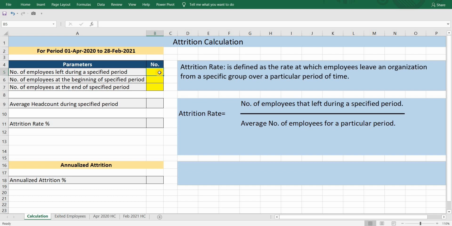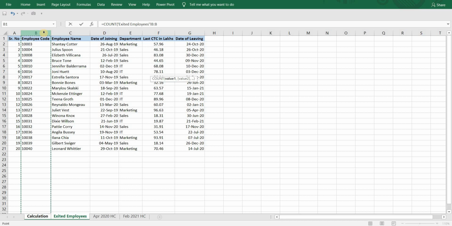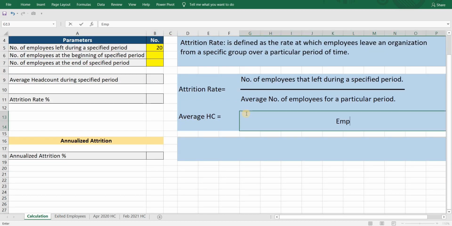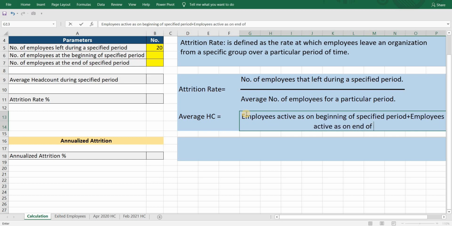We need the number of employees exited. That's simple. We will take a count from our next sheet. Equals count. Let me go to the exited sheet and select column B. It will count all non-blank cells, which is 20 in our case. Now there are multiple ways to calculate average headcount. I am using the simplest one over here, which is taking the headcount for 1st April 2020, which is employees at the beginning of the specified period, adding it to the headcount of Feb 2021, which is employees at the end of the specified period, and dividing it by 2 to calculate the average.